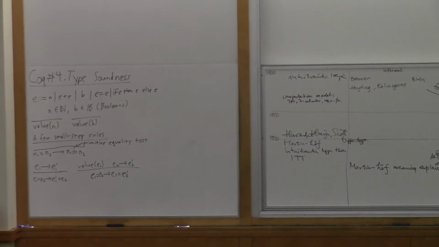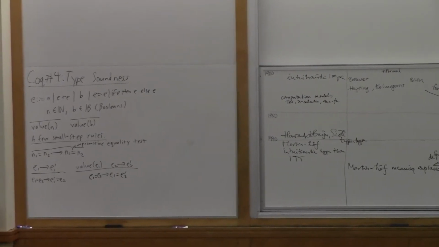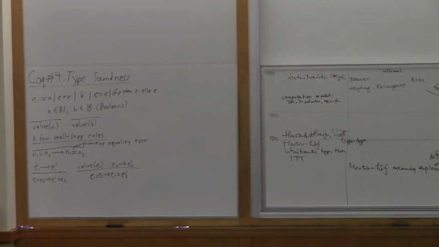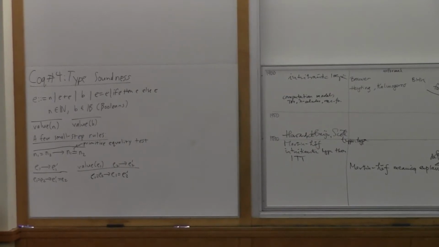No, that's not what the rule says. It's n1 equals n2 is a piece of syntax, and this rule says how it steps. You shouldn't read this as if n1 equals n2.